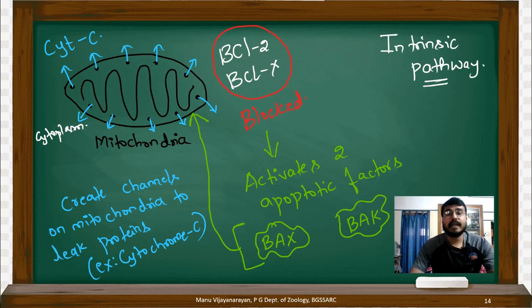Blocking of BCL2 and BCLX complex triggers the activation of two apoptotic factors, that is BAX complex and BAK complex, which act on the mitochondria of the cell. The two apoptotic factors BAX and BAK create a channel or tunnel for the free flow of proteins from the internal environment of the mitochondria into the cytoplasm of the cell. The entire protein content of the mitochondria in the form of cytochrome C now tends to move from the mitochondrial matrix into the cytoplasm of the cell.